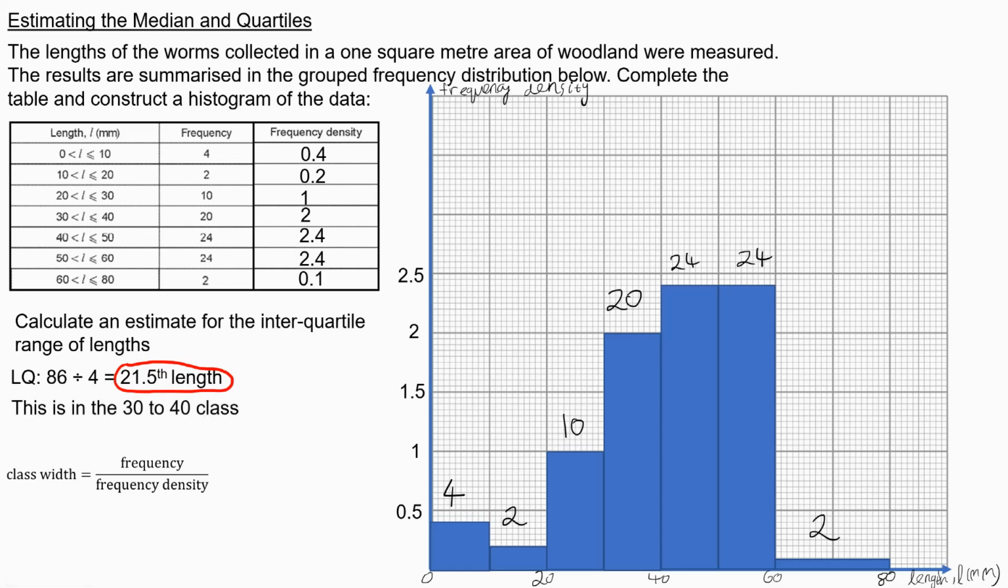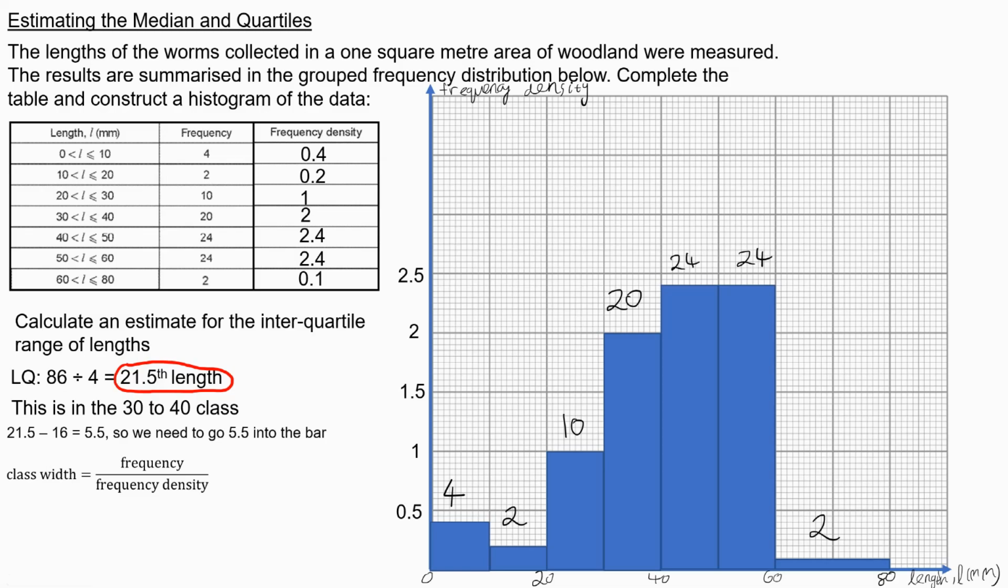And I can see that this is going to be in the 30 to 40 class because we have 6 values between 0 and 20, then we have 16 between 0 and 30, and then we have 36 between 0 and 40. So we can see the 21.5 value is going to be in the 30 to 40 class.